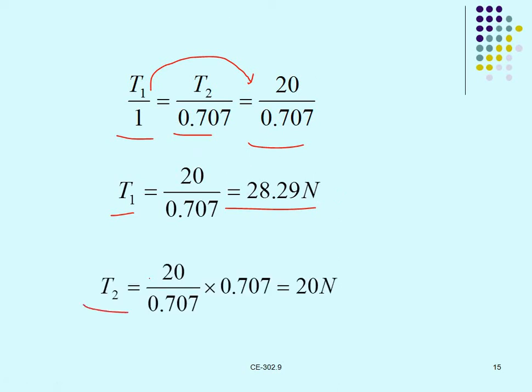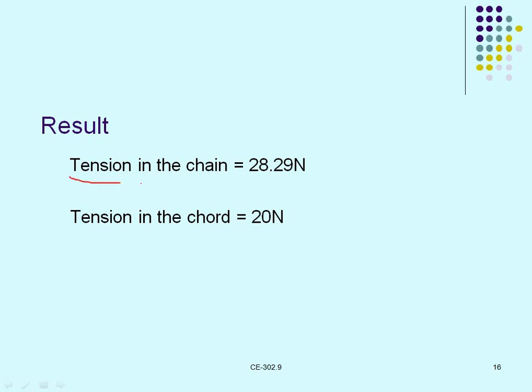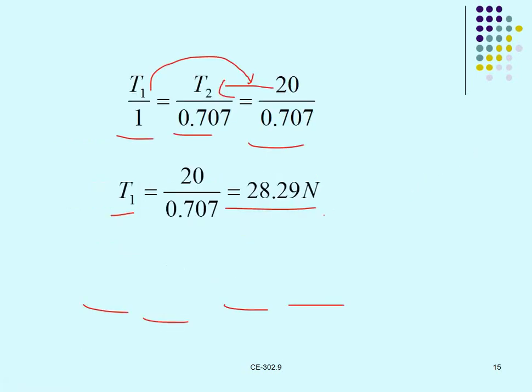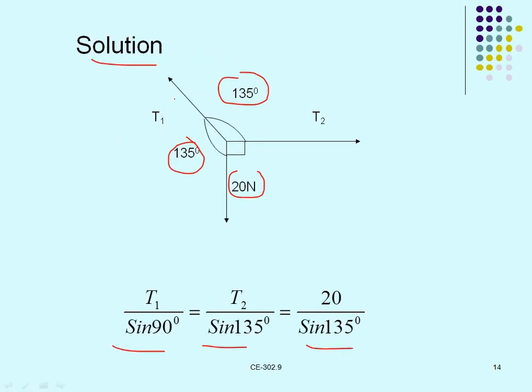Then T2 is equal to, substituting again here, 20 by 0.707 times 0.707, which is equal to 20 newtons. So we get the result: the tension in the chain is equal to 28.29 newtons and the tension in the cord is equal to 20 newtons. In this way we have to determine and calculate T1 and T2. So this is T1 and this is T2.